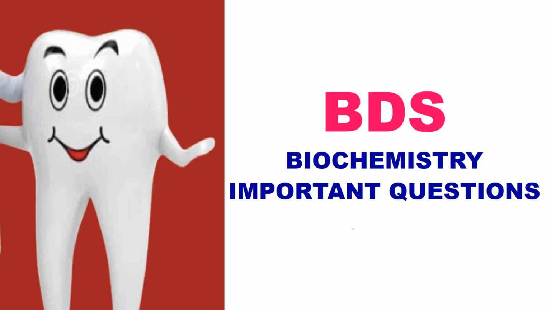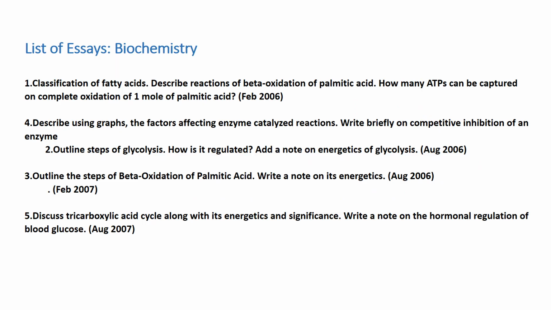In today's video, we are going to see the important questions expected for the biochemistry paper for the BDS students. So we'll move on to the important questions and the repeated questions asked in the exam. The first and foremost question asked in the biochemistry chapters is the classification of lipids.